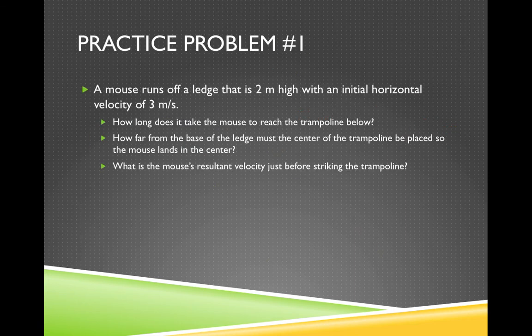Let's take a look at a practice problem. A mouse runs off a ledge that is 2 meters high with an initial horizontal velocity of 3 meters per second. We'll assume that the mouse is running off the ledge and landing onto a trampoline. How long does it take the mouse to reach the trampoline below? How far from the base of the ledge must the center of the trampoline be placed so the mouse lands in the center? And what is the mouse's resultant velocity just before striking the trampoline? Pause the video for time to work on the solution.